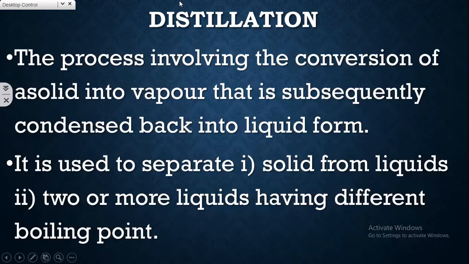So what is distillation? When evaporation and condensation occur simultaneously, then that process is known as distillation. It involves the conversion of a liquid into vapor that is subsequently condensed back into liquid form. It is applicable to remove solids from liquids and also to separate two or more liquids having different boiling points. You know very well each liquid has a different boiling point. For example, water's boiling point is 100 degrees Celsius. So based on this difference, they are able to separate various liquids present in a mixture.